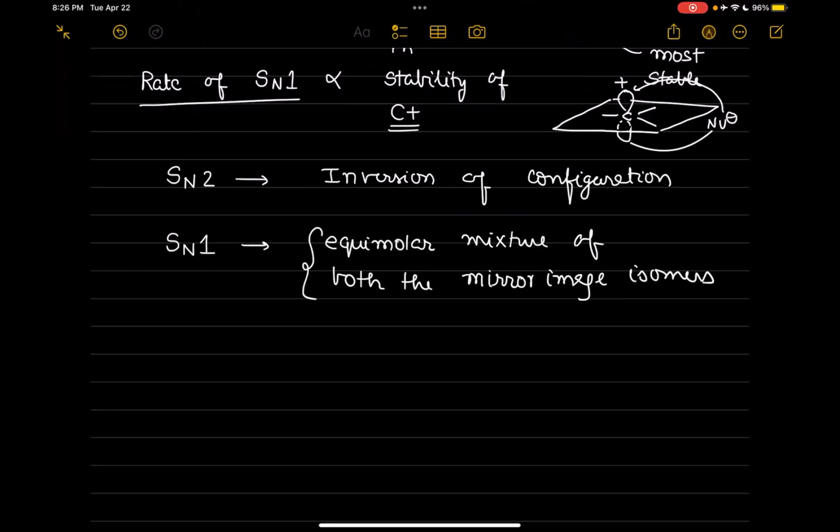What does this mean? Can you explain to me? What does this mean?